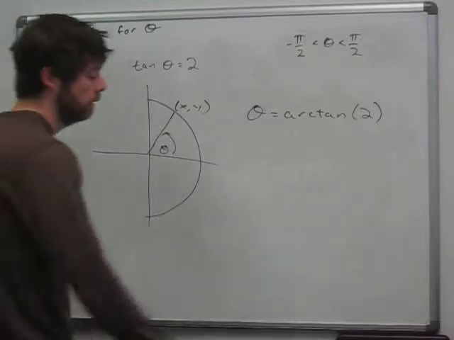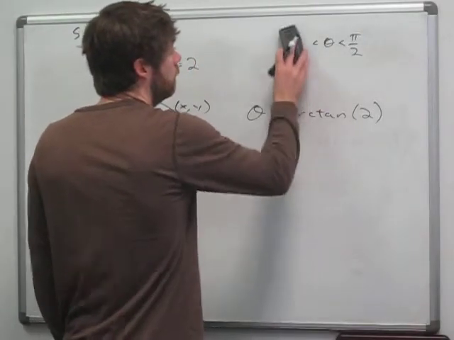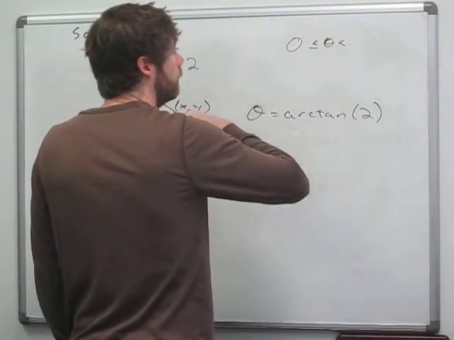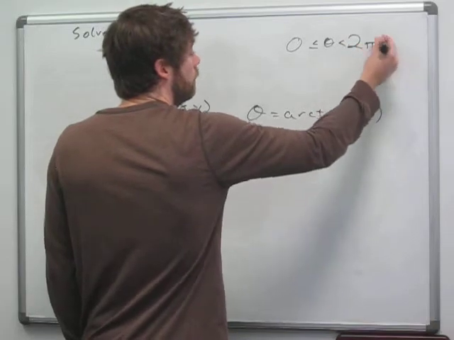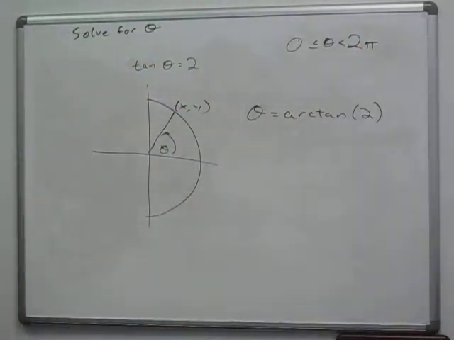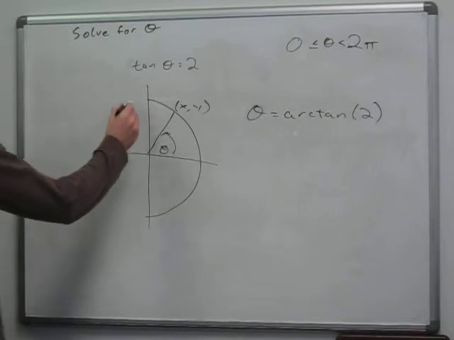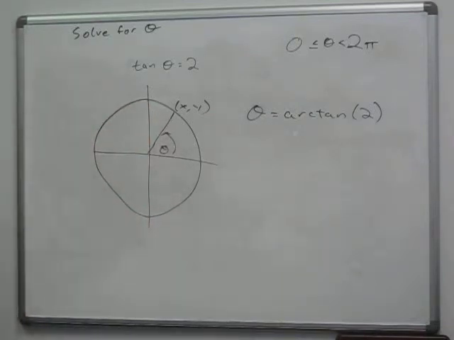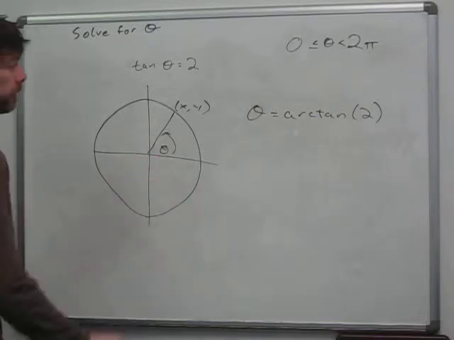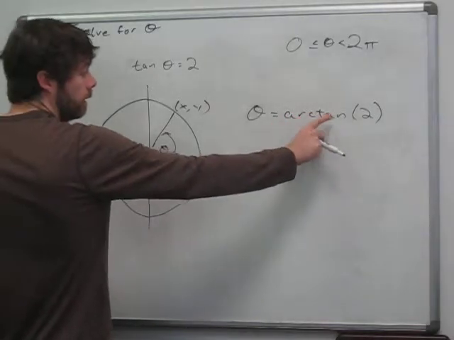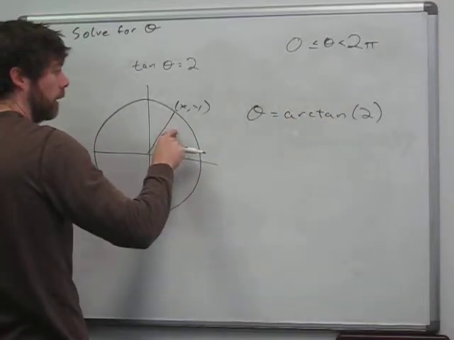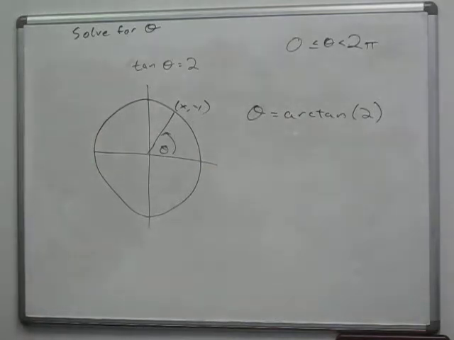What changes if we instead want to consider theta greater than or equal to 0 and strictly less than 2 pi? So now I'm going to consider all the angles starting at 0 going up to 2 pi. This angle is still a positive angle in quadrant 1, so this is still a solution to this equation.